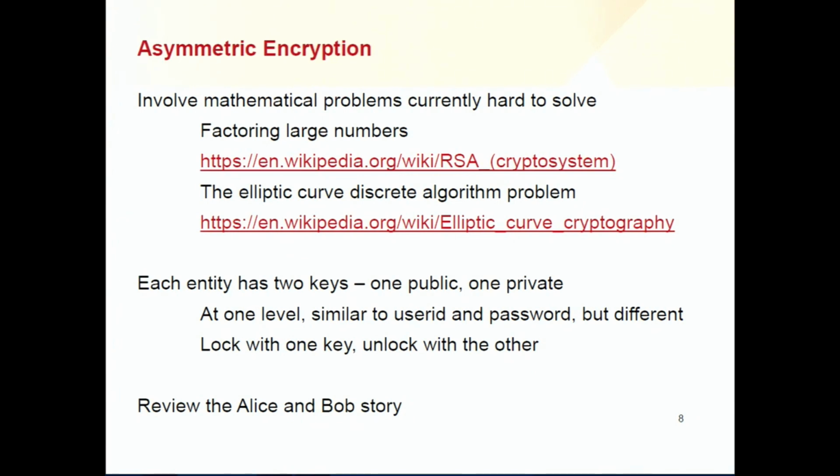Any questions about that? So that's how Bob and Alice now can, not only that, they can... no, we'll get to that later. Okay, so that's the asymmetric encryption situation.